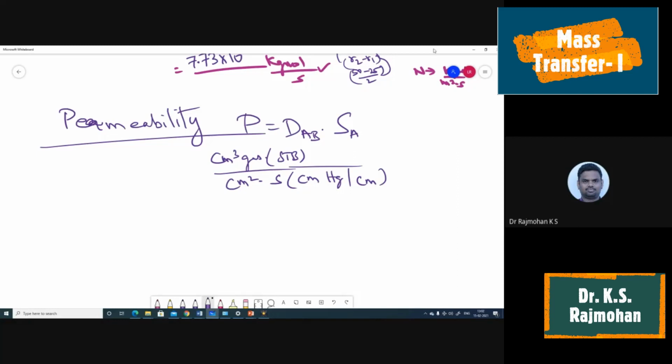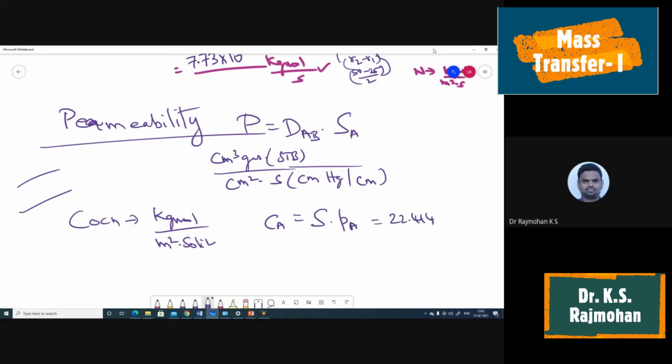Solubility is, we know what the concentration unit is. Unit of concentration is kg moles per meter cube solid here. So we are talking about concentration inside the solids, right? So it is related as Ca is equal to S into Pa, which is equal to 22.414. So Ca is in the unit of kilomoles per meter cube solid. You have S as solubility.